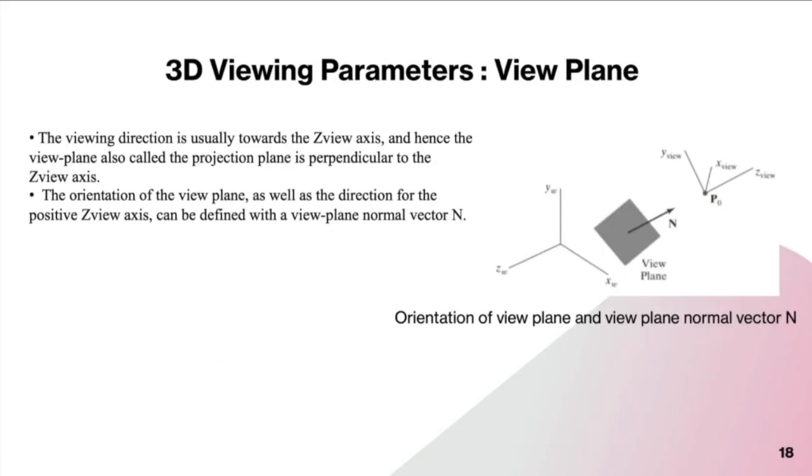And so this is a view plane. When we discuss the viewing direction, it is usually towards the z view axis. Hence, the view plane is also called the projection plane, which is always perpendicular to the z view axis. The orientation of the view plane as well as the direction for the positive z axis can be defined with the view plane normal vector, n. Here you can see the normal vector, which is projected towards the z view axis, and the orientation of the view plane and normal vector can be seen here.